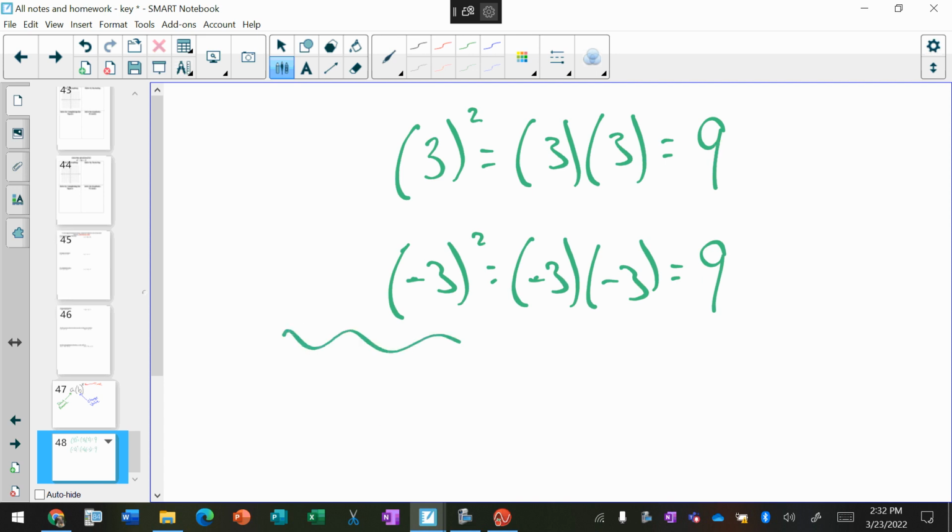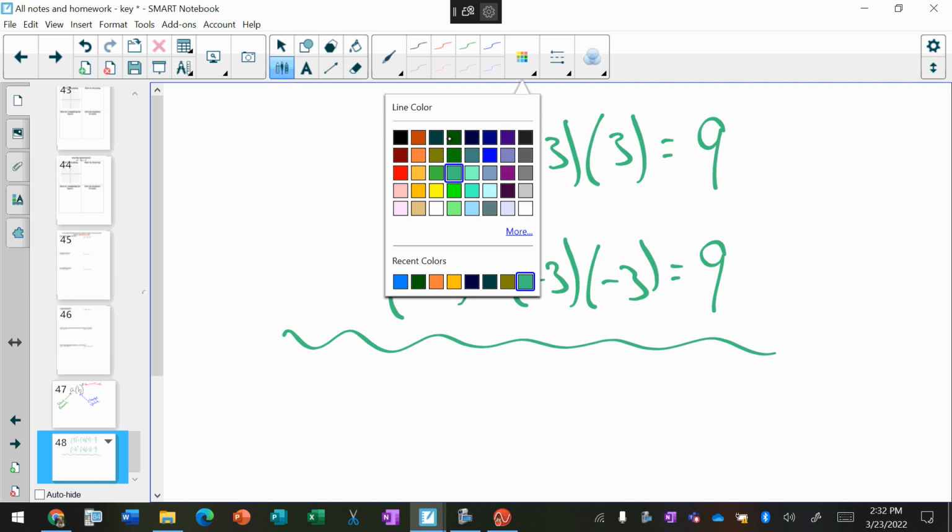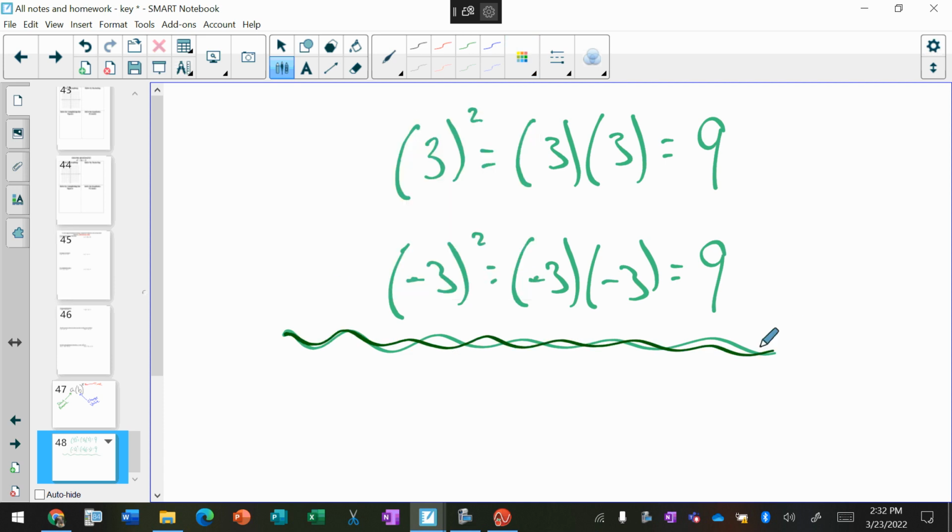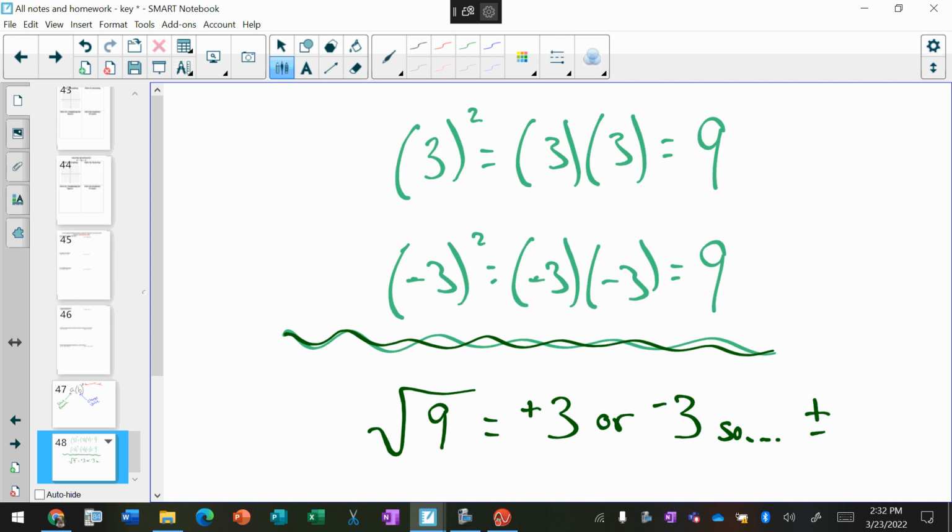Square root, going backwards through this process, asks what number times itself gives you a positive 9. And the answer is unclear because we could do positive 3 times positive 3, but we could also do negative 3 times negative 3. So that is why we do both possible options when taking the square root and solving an equation.